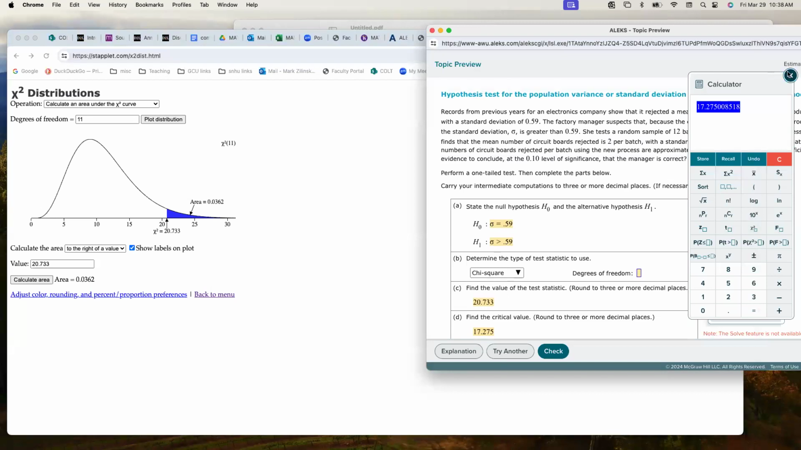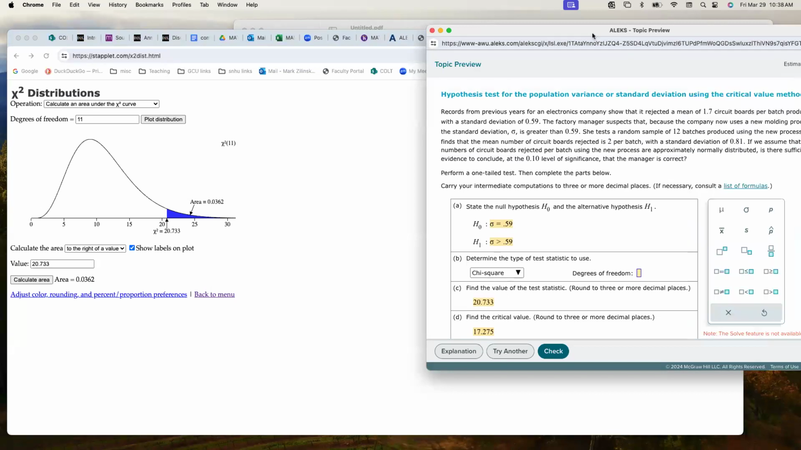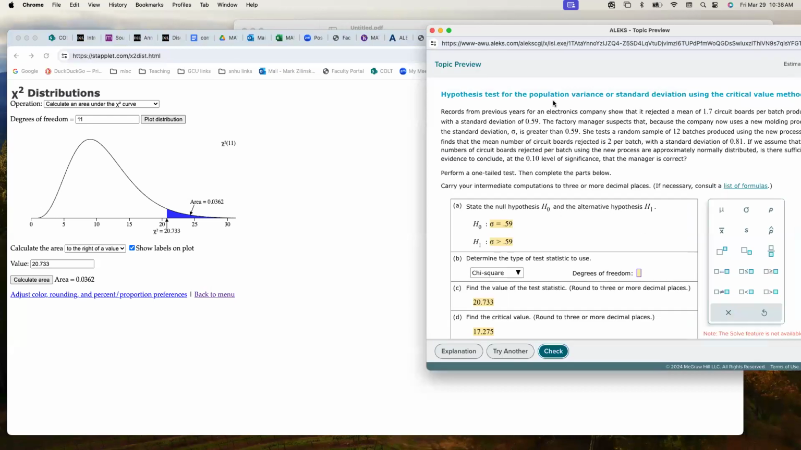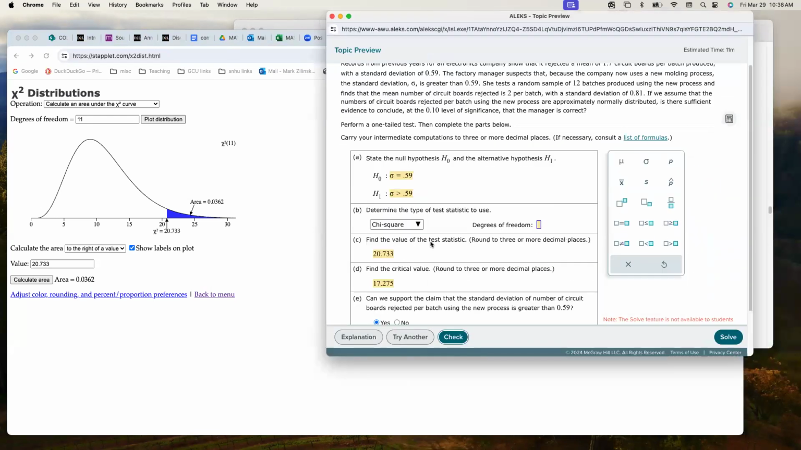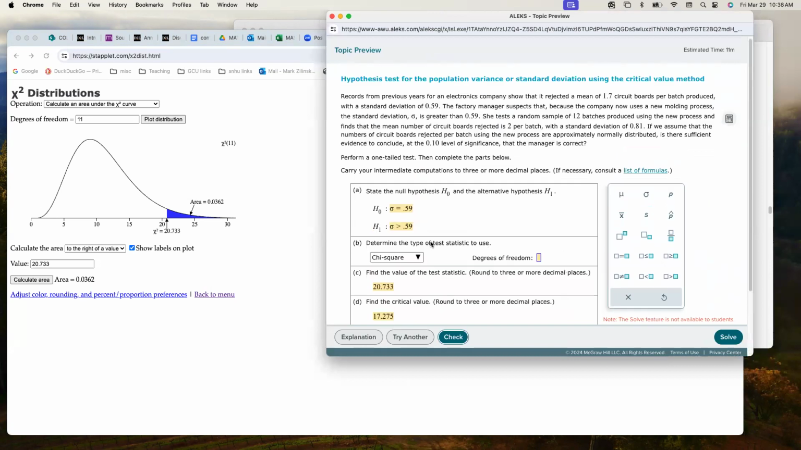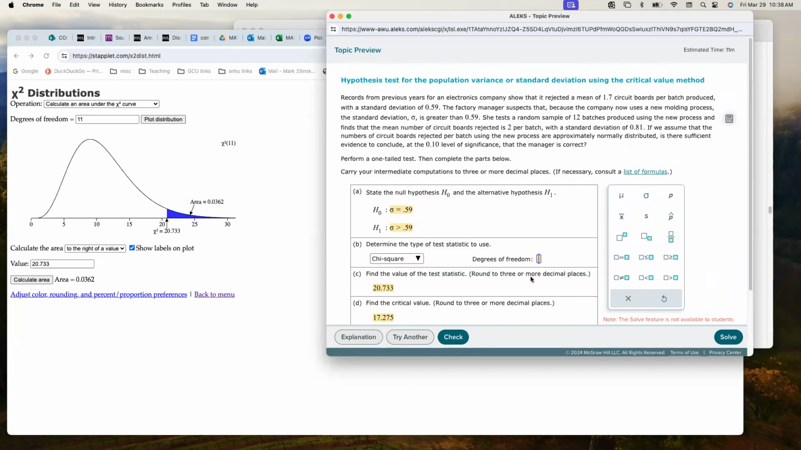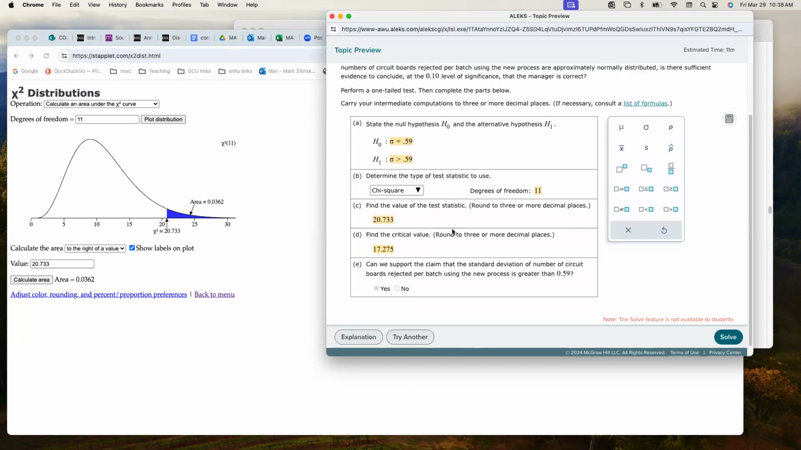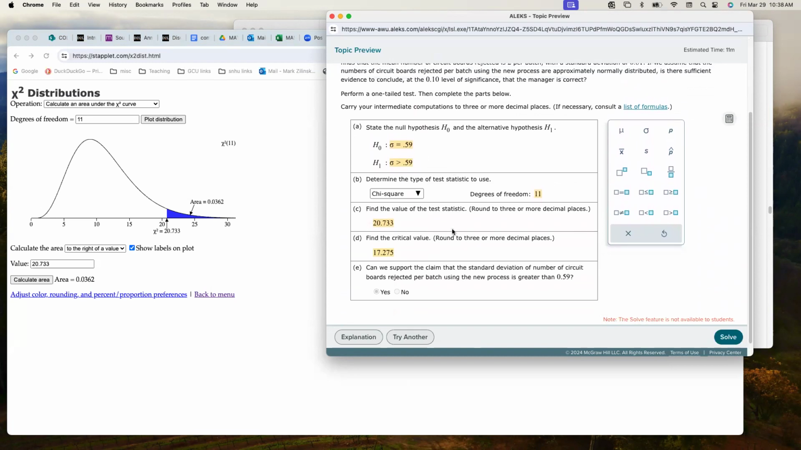So that wraps up the tests for a population variance or standard deviation using this. Oh, I didn't check it. And of course, I have some empty boxes. So what did I not check here? Oh, that's why I put the wrong degrees of freedom in. That should be 11 here. Okay, so anyway, we're correct here. All right. So that's how you do that one.